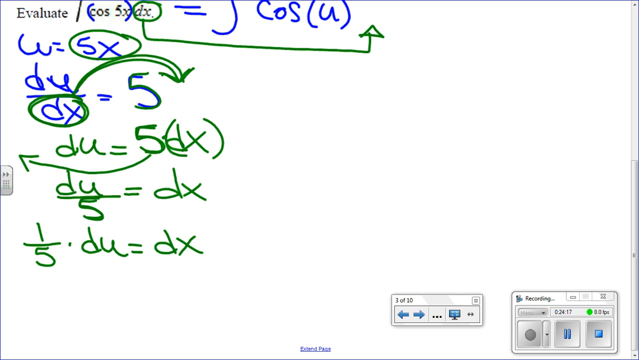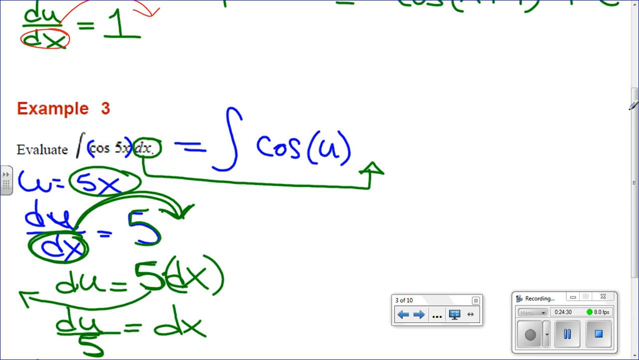But how come we didn't do that for this problem? Every problem is different. How do we know? With practice. That's how you know. Okay, so right here, instead of dx, I'm going to substitute with 1/5 times du.